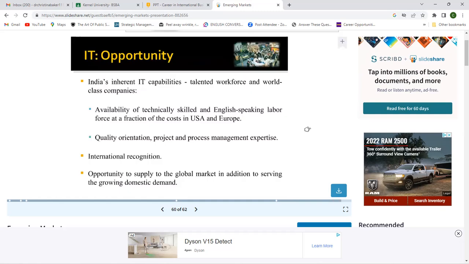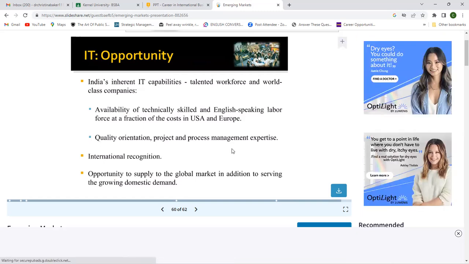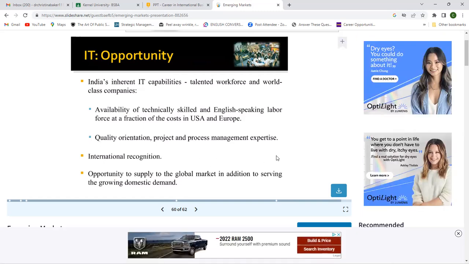India's inherent IT capabilities include a talented workforce, world-class companies, availability of technological skills, and an English-speaking labor force at a fraction of the cost of the US and Europe. Also quality orientation, project and process management expertise, and international recognition. There are opportunities to supply the global market in addition to serving the growing domestic demand. And size of the market, and major IT and ITES companies, and opportunities.